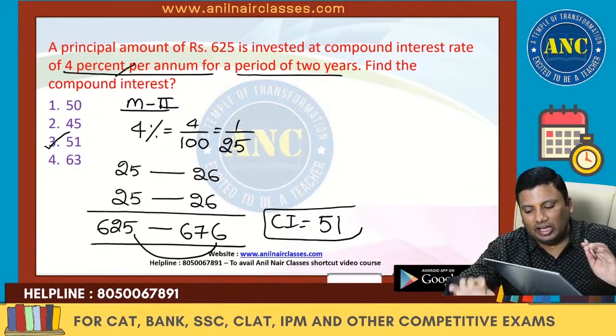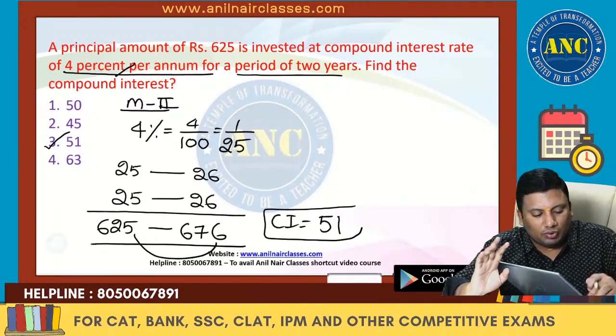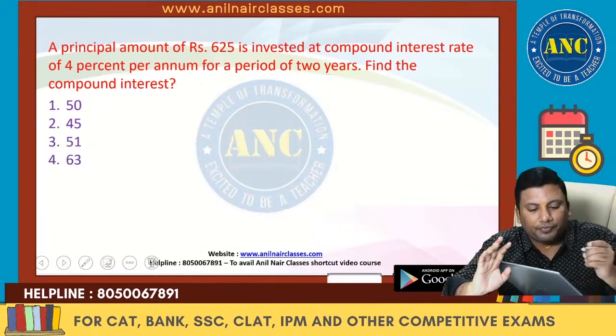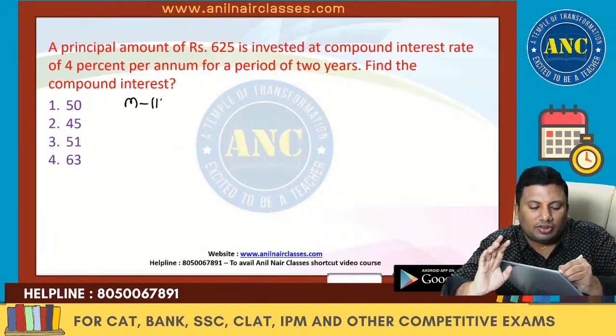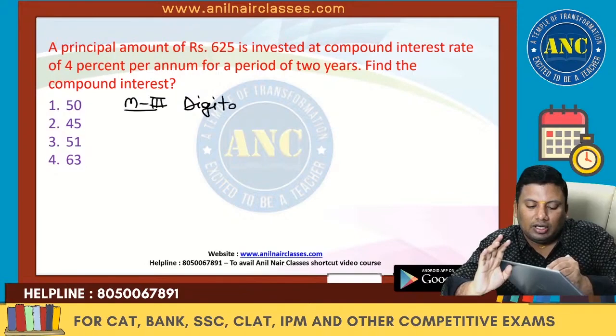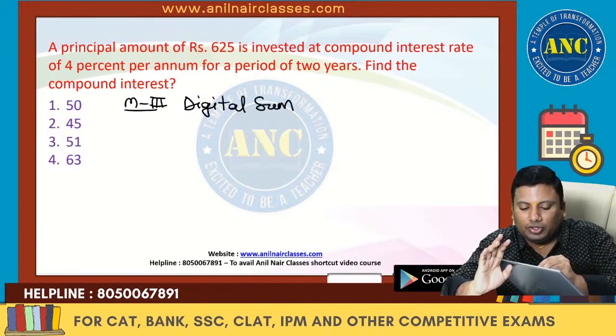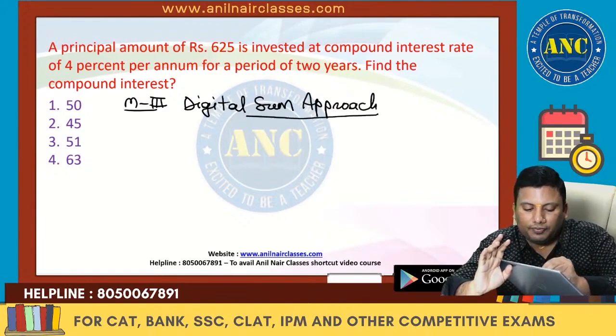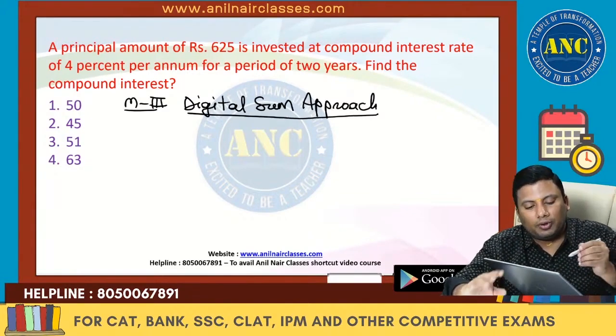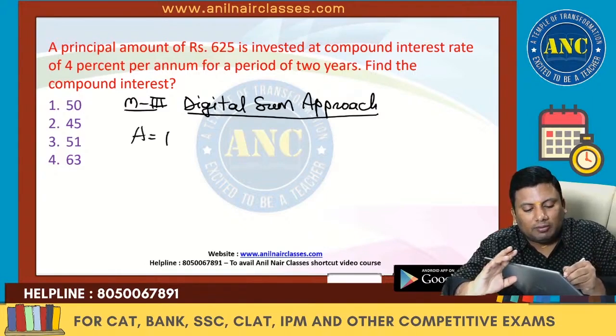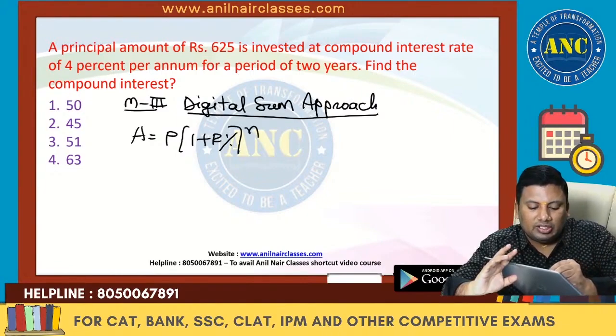4 percentage per annum. Method number 2. Method number 3. Digital sum approach. What is this digital sum approach? Digital sum approach. Amount is nothing but principal into 1 plus r percentage power n.